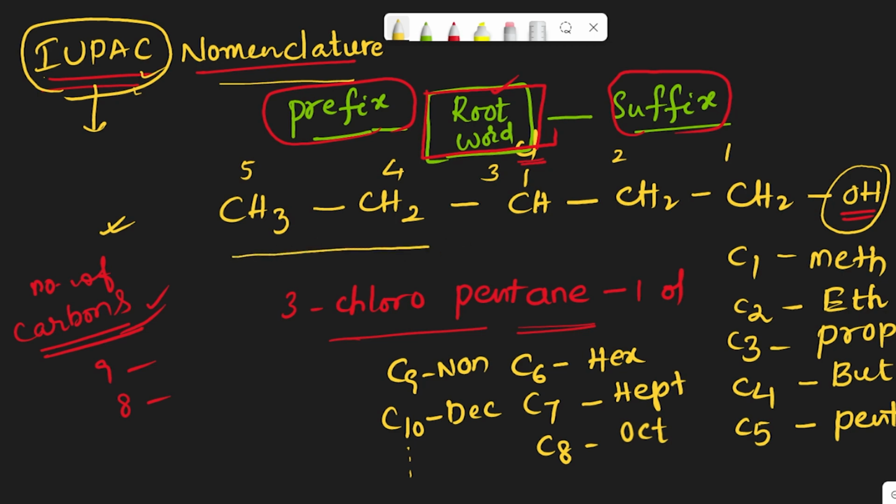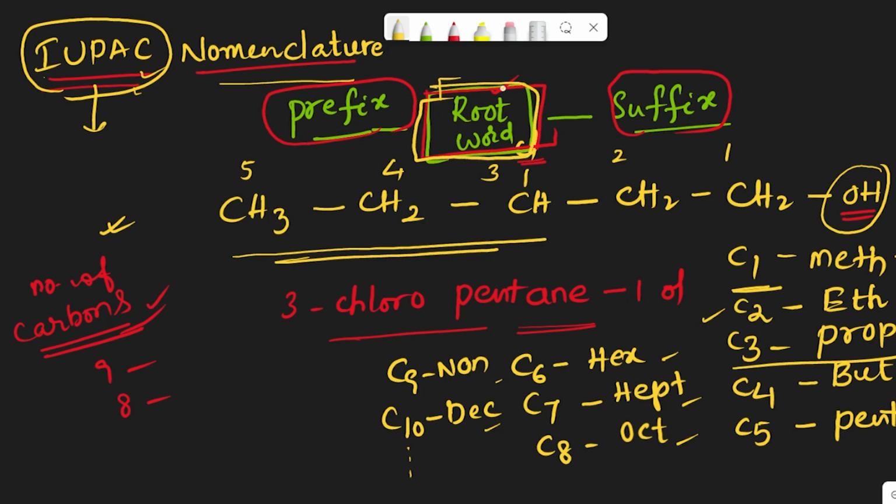If the given molecule contains one carbon, we call it meth. Two carbons, eth. Three carbons, prop, but, pent, hex, hept, oct, non, dec, like that. This is a very important point, so it is better to write it down. The root word indicates the number of carbon atoms. If the compound contains only a single carbon, we call it meth. If it contains 10 carbons, we call it dec. This is the major part.